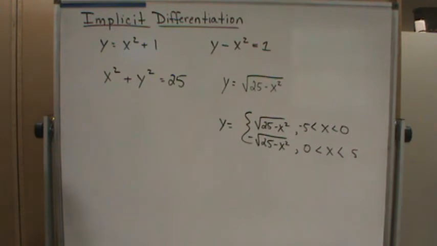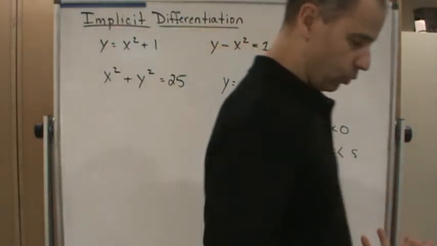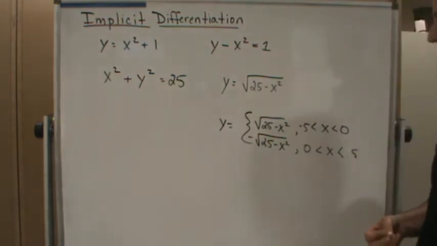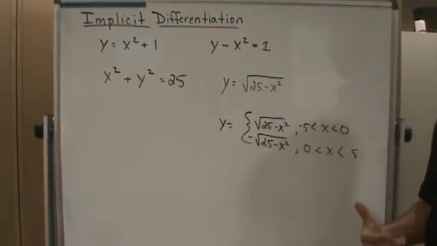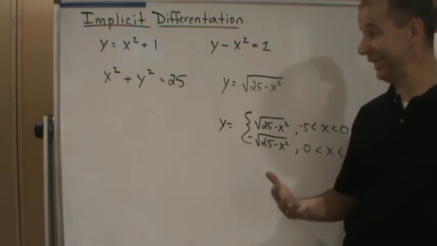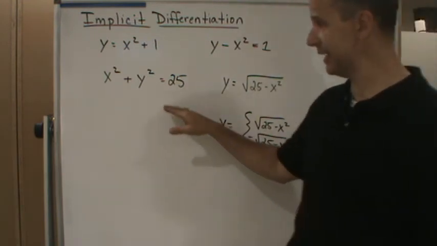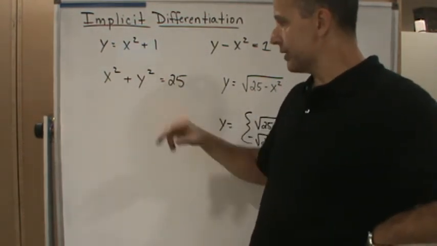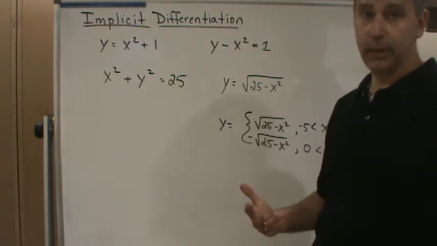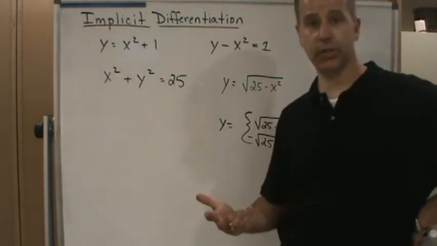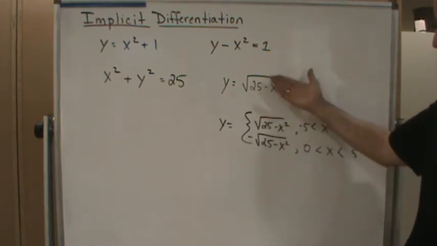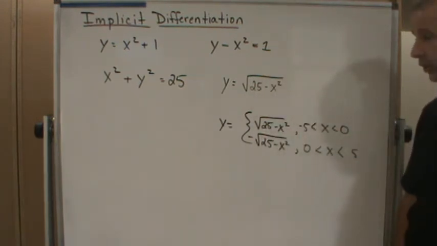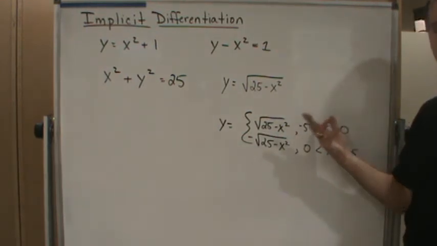Okay, that's what we mean by implicit differentiation. What we're going to do is take the derivative of a function that is defined implicitly. We are not sure what y is; it's an unknown function. In this case, we know that y is a function of x, but we don't know what it is. That's where implicit differentiation comes in, because it could be either one of these or another function. We just don't know.